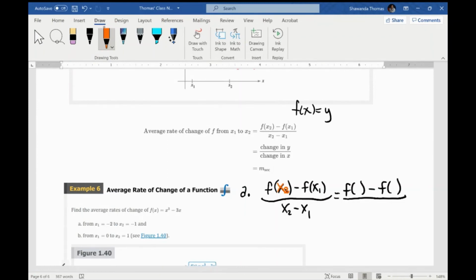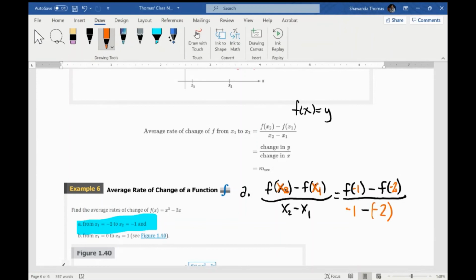All right. Good. Then we got minus f of x sub 1. What is x sub 1? -2. Good. So again, just repeat it in the denominator. X sub 2 over here is -1, and x sub 1 is -2. We're writing the same thing back over again.